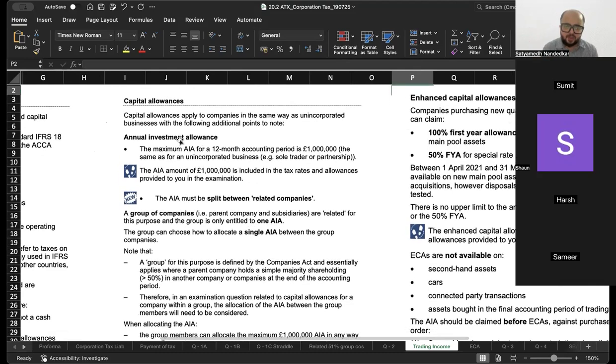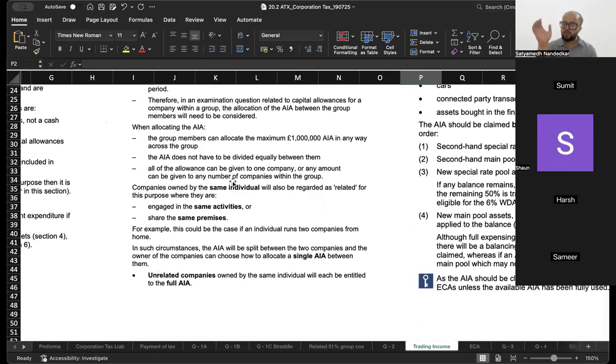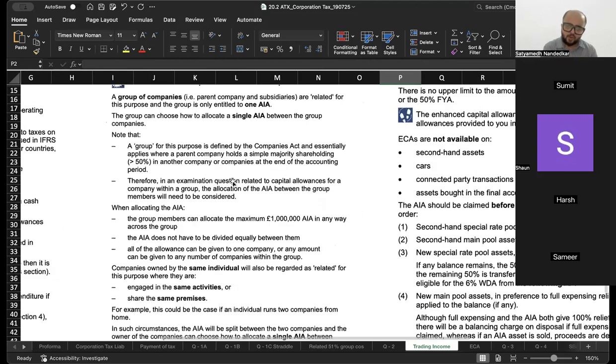Now the annual investment allowance: here also, for a 12-month period, the annual investment allowance is 10 lakh. The AIA amount of 10 lakh must be split between related companies, and understand that it is not necessary that it has to be divided equally. All the related companies can utilize the AIA in any proportion that they want. Companies owned by the same individual will be regarded as related for this purpose, where they are engaged in the same activity or they share the same premises. If they are unrelated companies, each entity will have its own AIA.